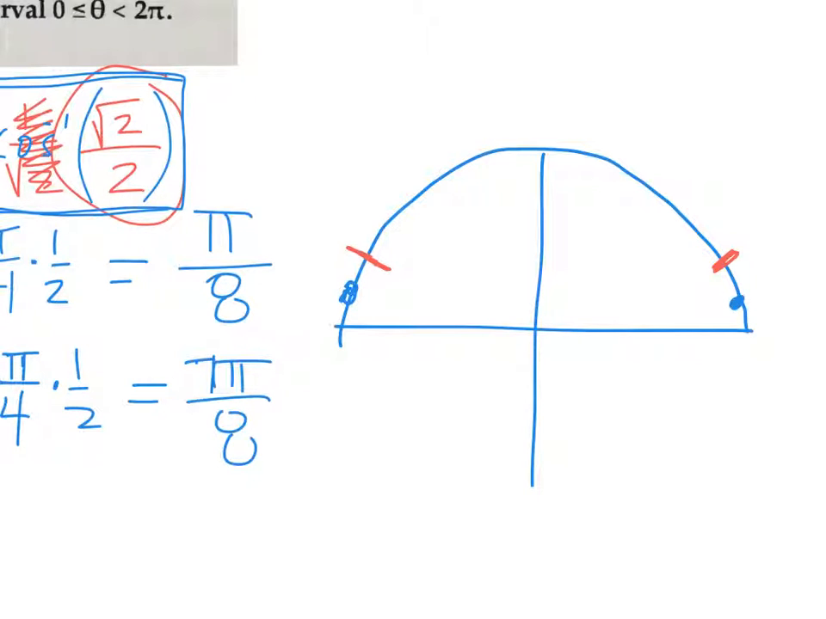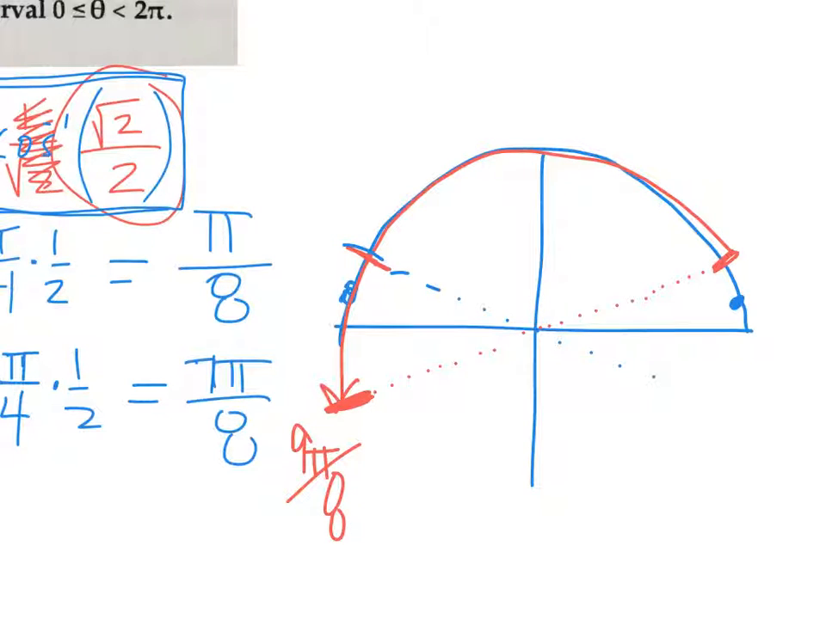Hopefully your teacher has told you that when this happens, we need to have some other answers to complete our 2 pi domain. So there is a 180 degree angle across from my pi over 8 at 9 pi over 8, which would also satisfy this. And there is one across from 7 pi over 8, over here, which would be, let's see, 15 pi over 8.